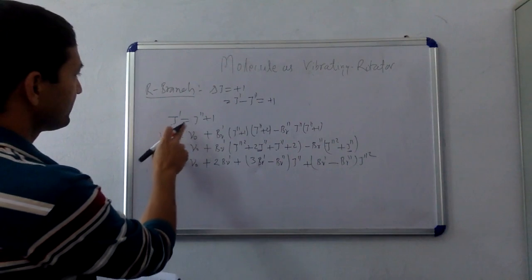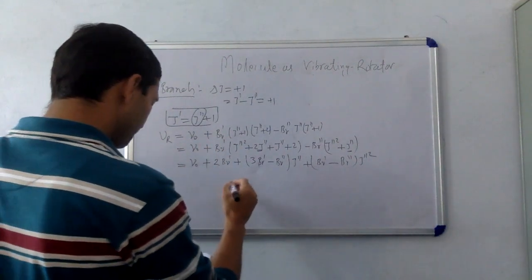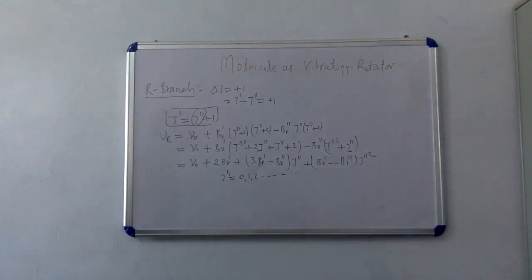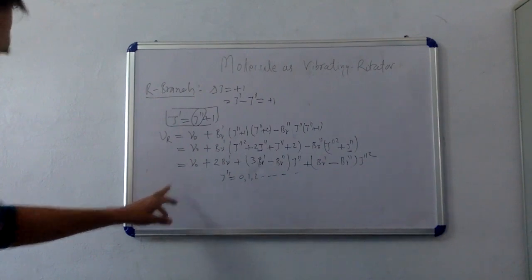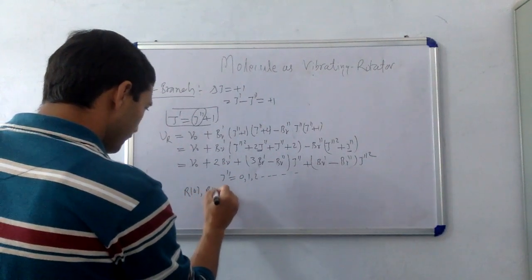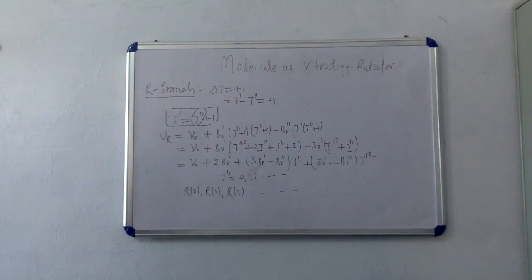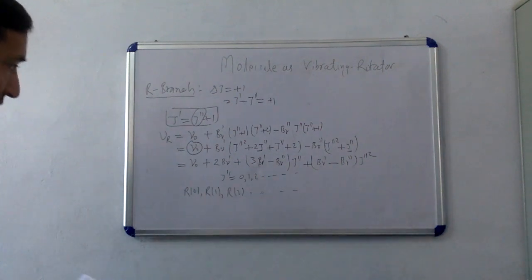Now, as I said, this quantity, J double prime, can take a value 0, 1, 2, 3, and so on. So it means that in this R branch, the series of lines named R0, corresponding to J double prime equal to 0, I would have simply R of 0, R of 1, and R of 2. These are the lines corresponding to the values of J double prime equal to 0, 1, 2, 3, and so on, on the higher wave number side of the band origin.